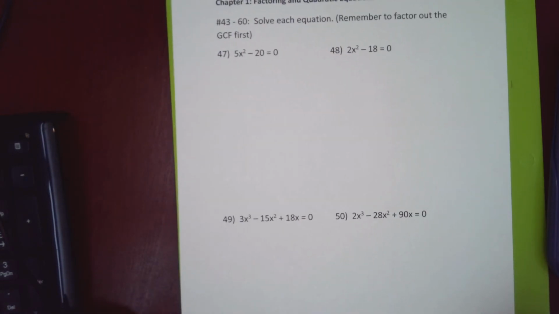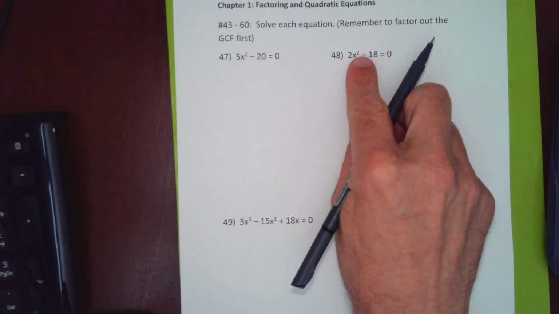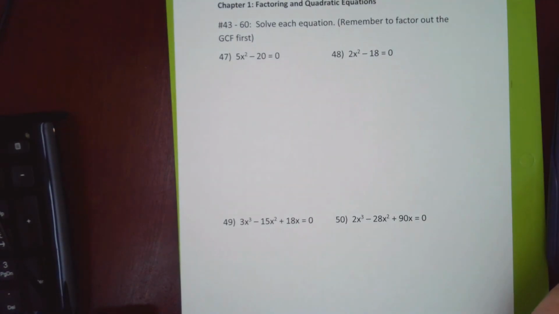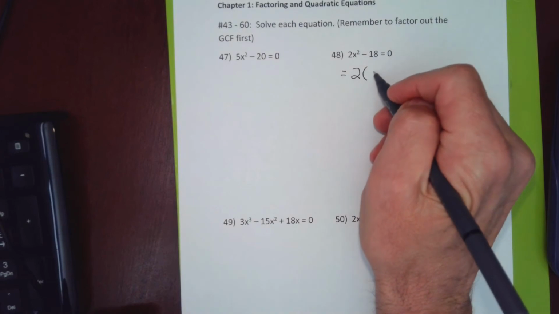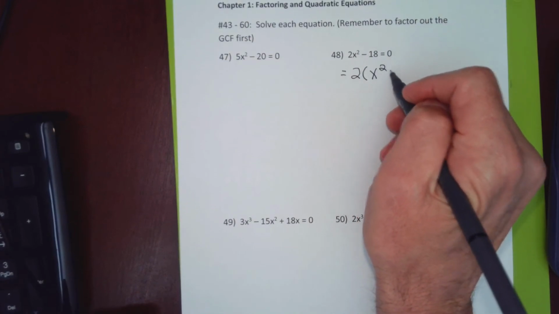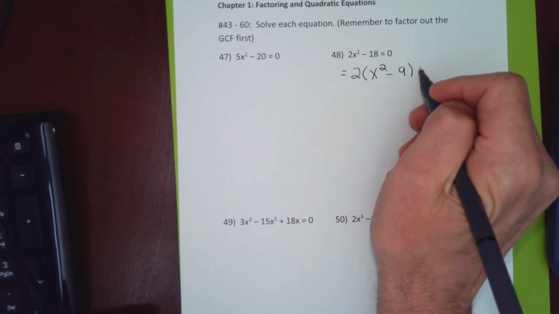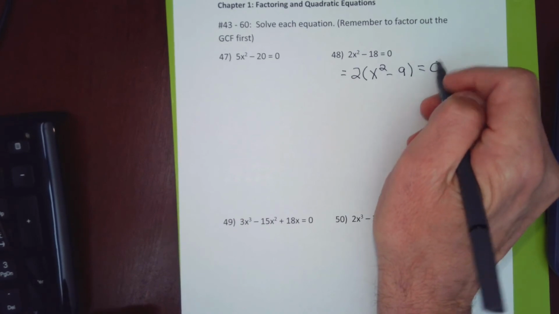47 and 48 are friendly. The highest exponent is 2. I expect 2 solutions. For 48, I'm going to start off by pulling away the common factor of 2 and be left with x squared minus 9. I still have the equals to 0.